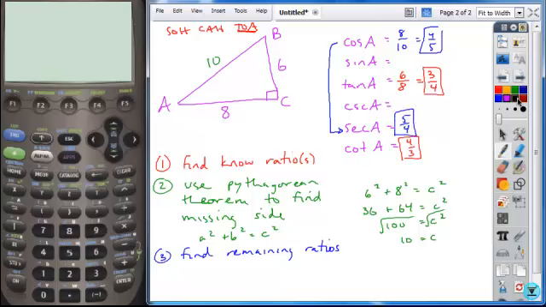Okay, and then finally, move to our sine. The sine of A is opposite 6 over hypotenuse 10, which reduces to 3 over 5. And the sine is the reciprocal of cosecant. Again, a trig ratio and its reciprocal do not start with the same letter. So this gets flipped. 5 over 3 would be the cosecant.